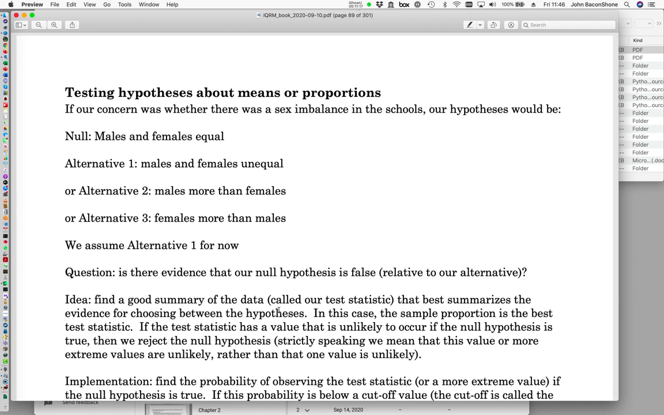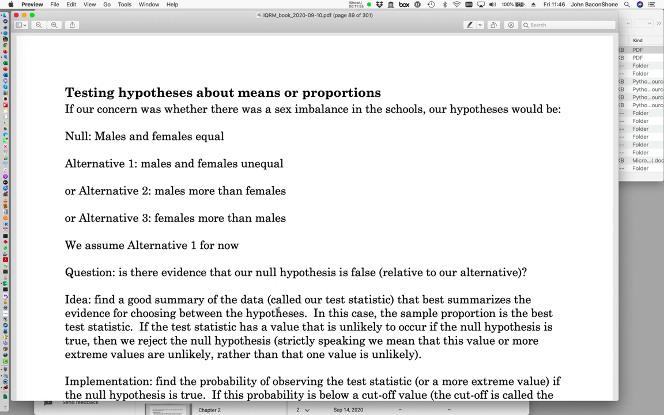So we're going to look at the null hypothesis versus the complementary alternative of males and females unequal. So the question is, does our sample provide any evidence that our null hypothesis is false? Right, so as I said to you before, we often cannot disprove our null hypothesis, but we may be able to provide evidence against our null hypothesis, and so we need a comparison point. So our comparison is relative to the alternative that males and females are unequal. So how are we going to do this hypothesis test?